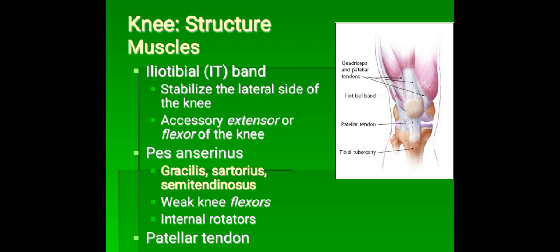Pes anserinus is the common tendinous insertion of the sartorius, gracilis, and semitendinosus muscles into the proximal medial tibia. Patellar tendon provides the etiology of knee pain.